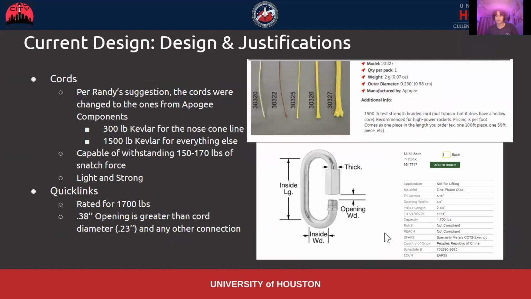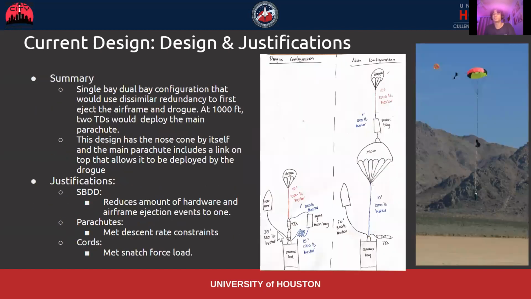So here is the part where I said I was going to go into detail into all the components to show everyone and get everyone's validation that this all checks out. But the cords here are from Apogee Components, as Randy suggested. We're going with a 300-pound Kevlar for the nose cone line. So that would be this one here.